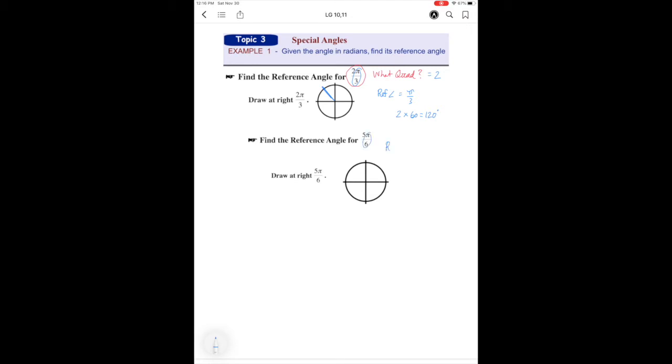Here, I look at this guy, there's the reference angle, pi over 6. And I have 5 of them, so there's a 5 in front, and remember pi over 6 is 30, so it equals 150 degrees, and I know 150 is over here, so it's in quadrant 2 as well.